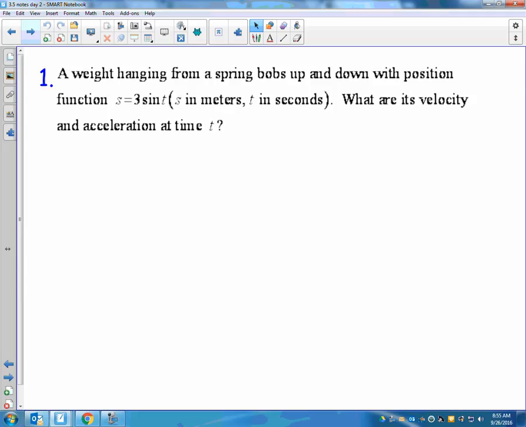But okay, here we go. A weight hanging from a spring bobs up and down with position function s equals 3 sine of t, where s is in meters and t is in seconds. What are its velocity and acceleration at time t?